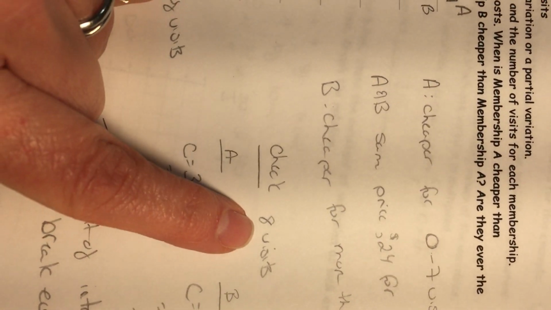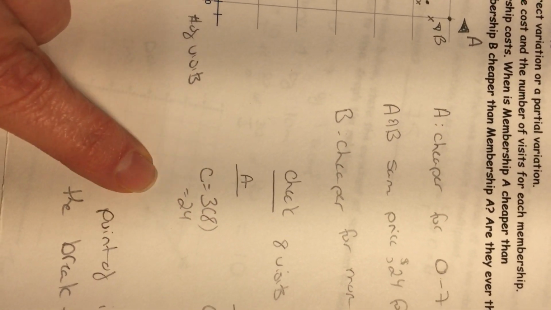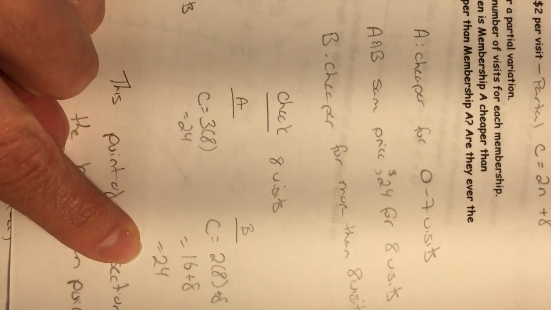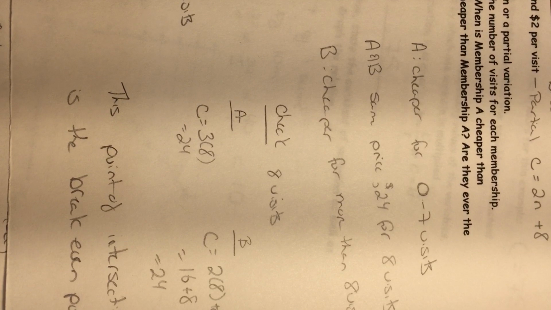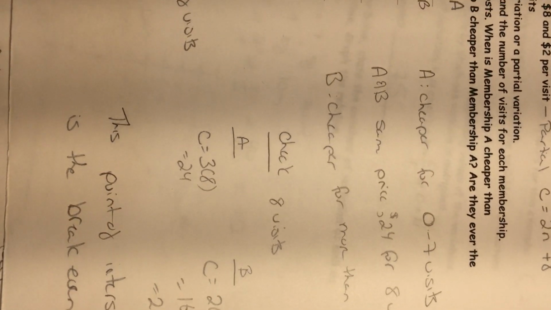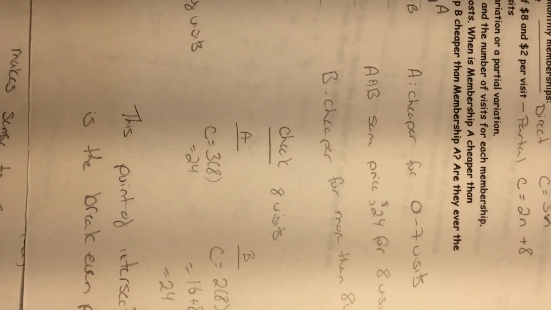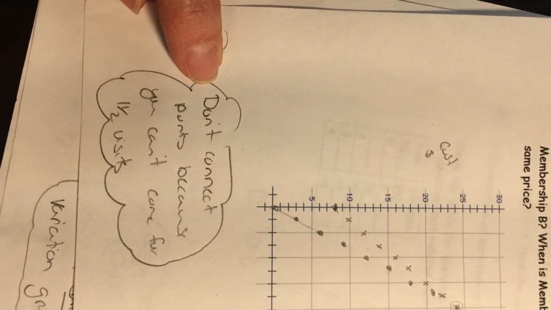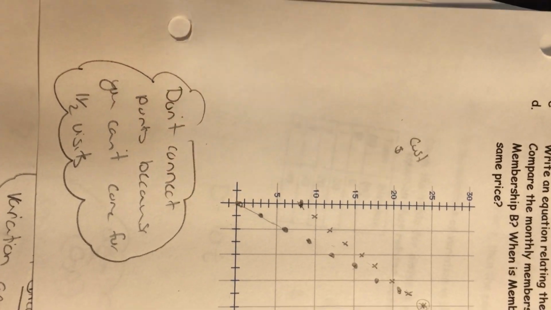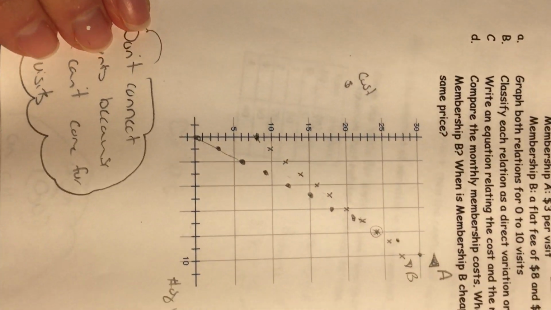You can check this by plugging in 8 visits into the A formula, and you get 24, and into the B, and you also get 24. So you can see, yes, indeed, I did see that correctly. That is the point of intersection, and then obviously by the graph, you can see which one's greater or lower. One thing to think about is do not connect the points, because you can't come for 1.5 visits or a partial visit. So it doesn't make sense in this case to connect the dots.